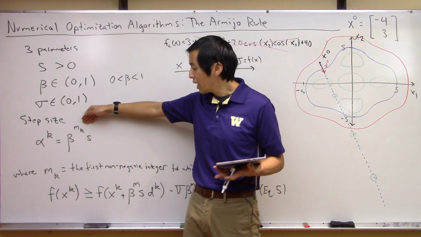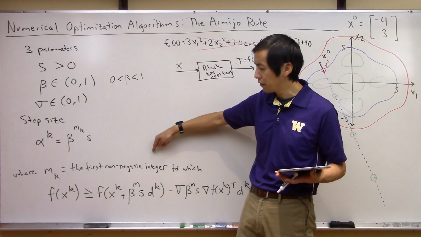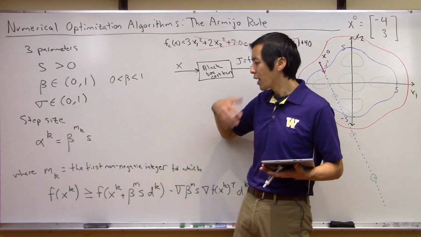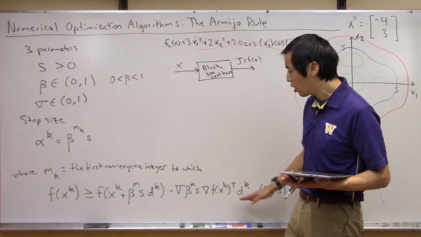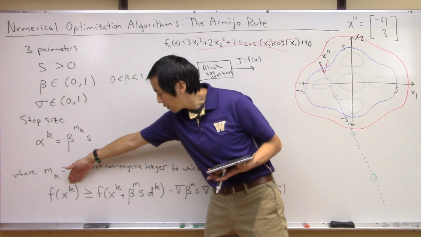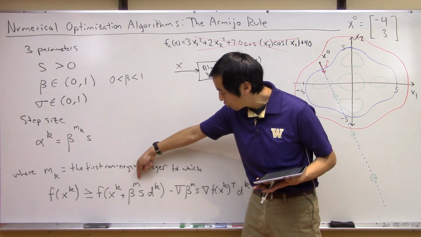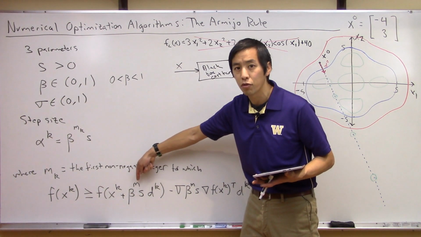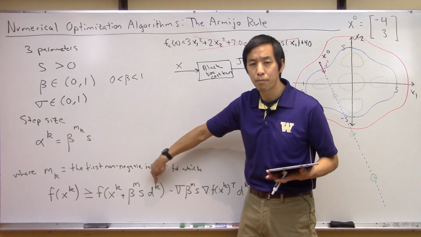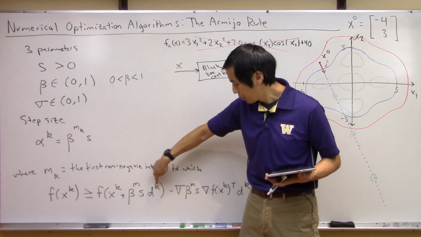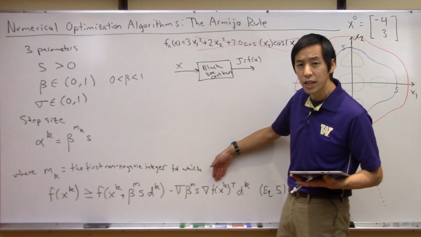So what mk is, you start at 0, right? It's the first non-negative integer. So you start at m equals 0 and you check, does it satisfy this equation? And again, look at this. You know all these terms. You can evaluate the cost function where you are. Then you know what beta is, you know what m is, right? m starts at 0, then it goes to 1, 2, 3, 4, whatever, right? You know what dk is, right? You already have picked your descent direction in this algorithm. You know what sigma is, you know everything. You know what the gradient of the cost function is at the current location.